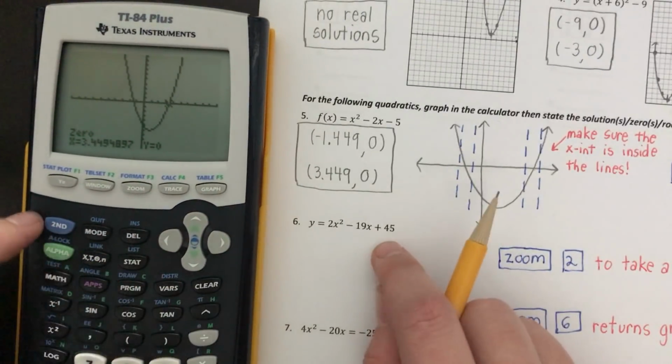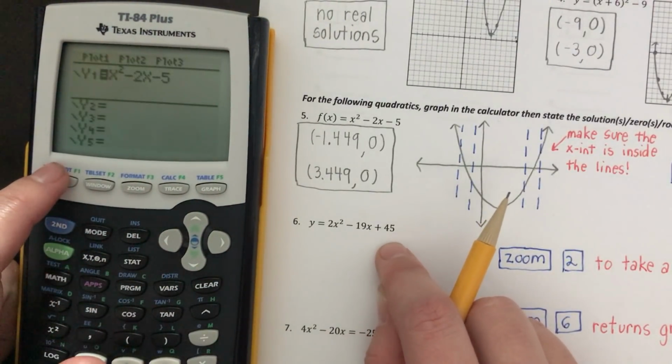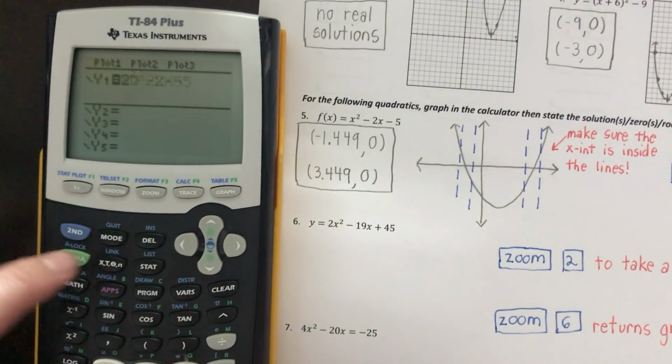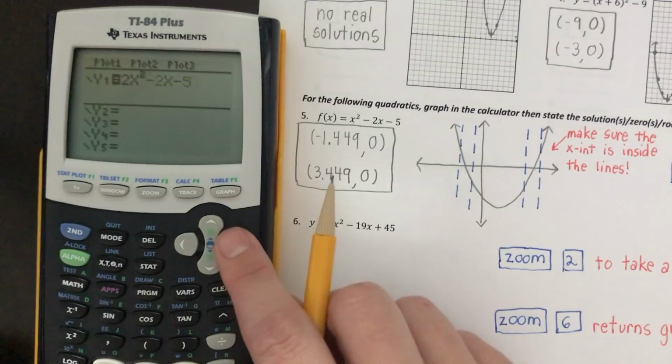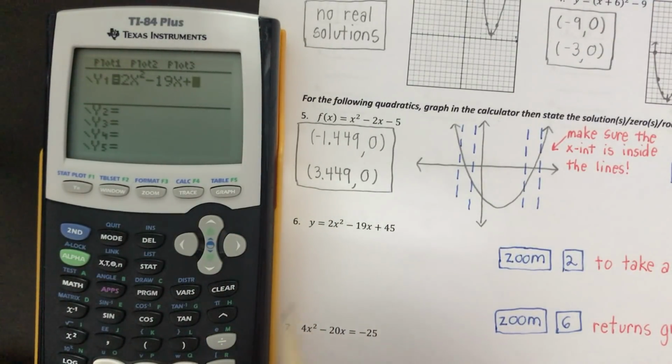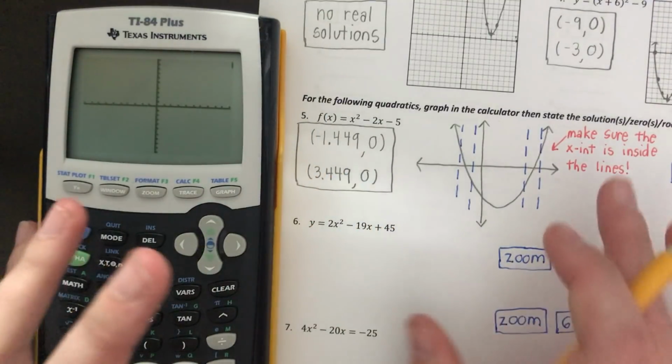Now let's look at number 6. Number 6 is y equals 2x squared minus 19x plus 45. And I'm going to graph.